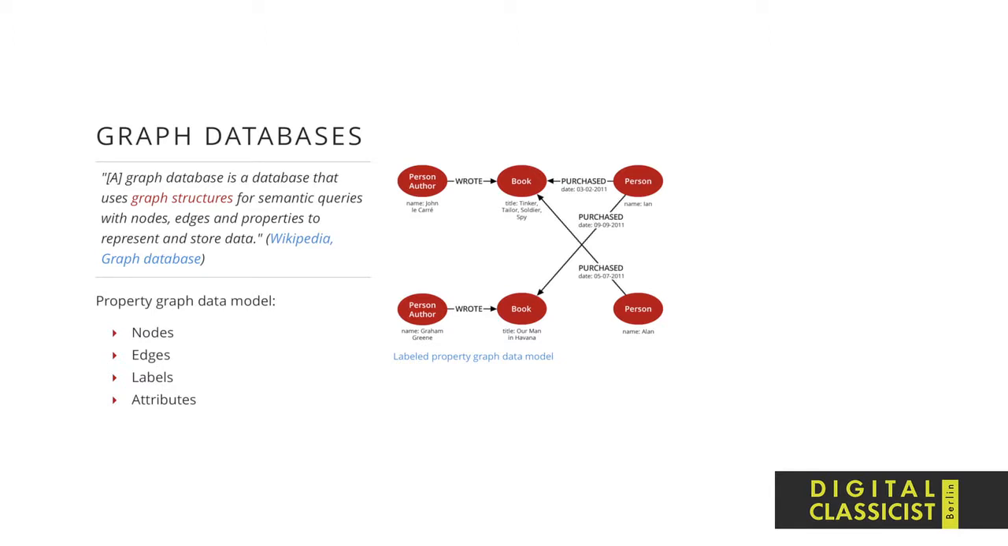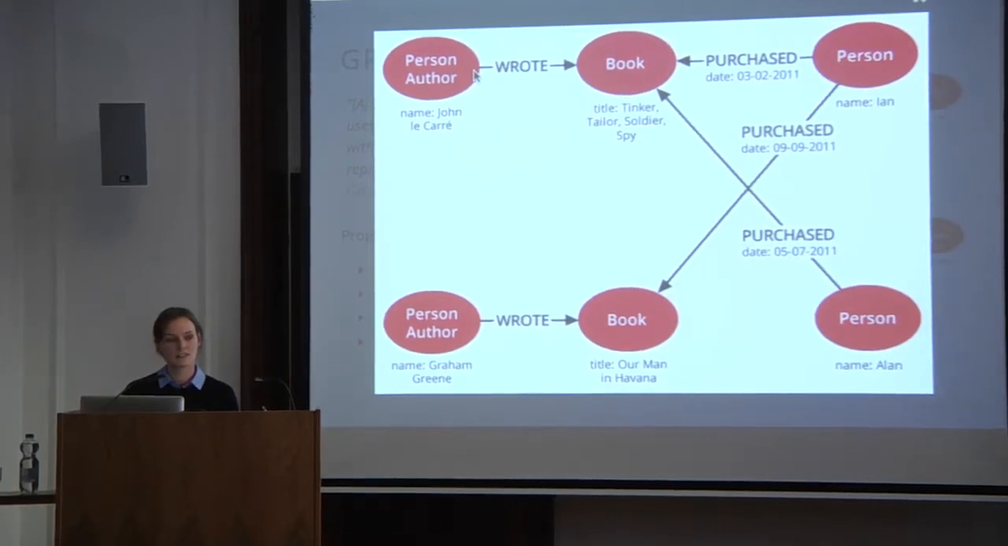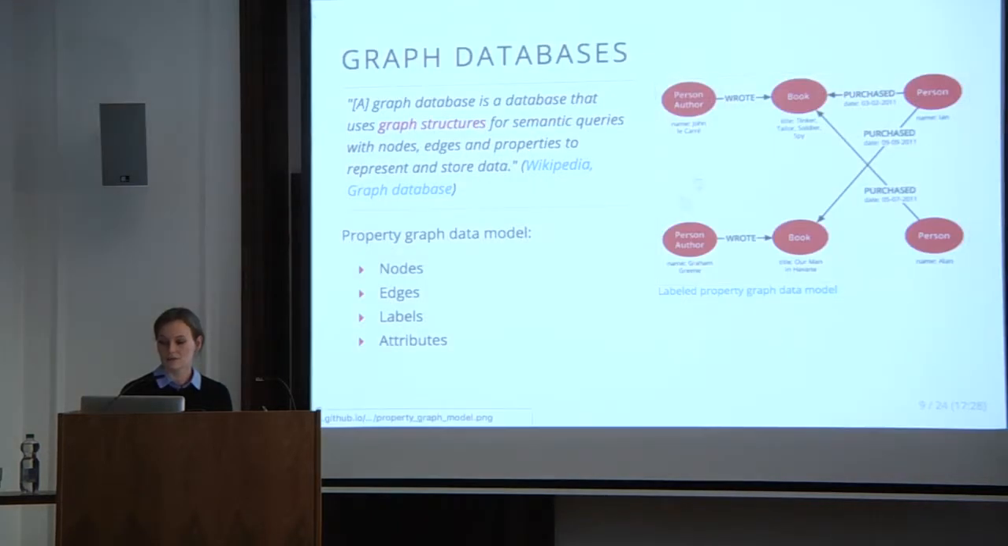So if you look at the model, this is an exemplary model of books and who has read them and who has written them. And we see we have nodes that are connected by edges. Nodes and edges can have labels. So for example, this node has the labels person and author, while the edge has the label wrote. And nodes as well as edges can also have attributes, which is all very useful for network analysis.